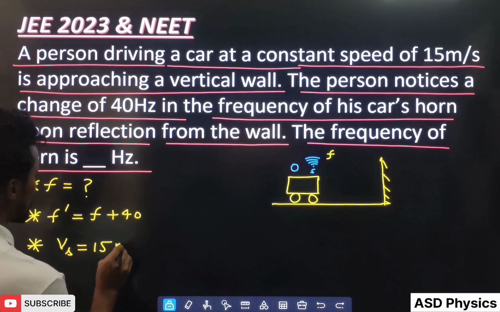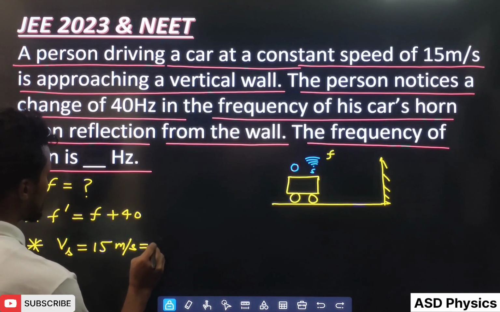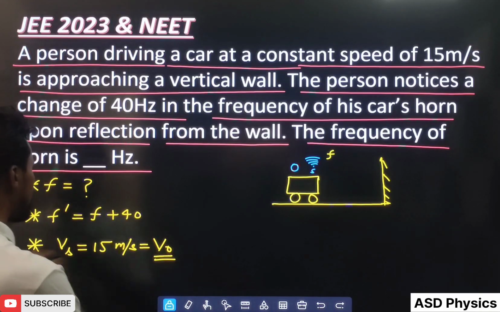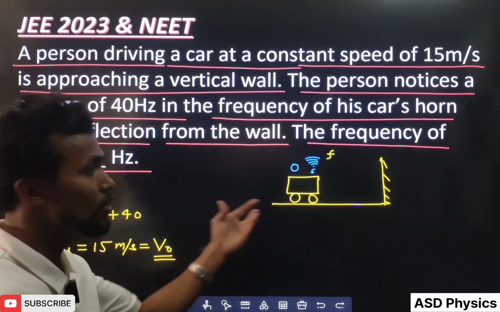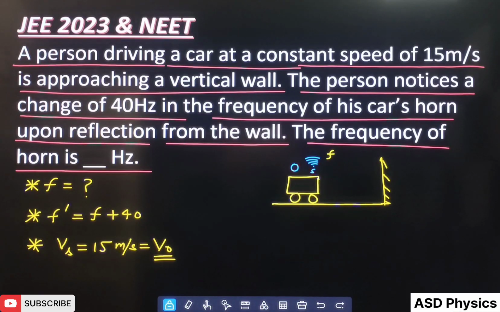Remember that here it is 15 meters per second. And we can tell very well the velocity of the observer is also the same, 15 meters per second, because the horn and driver are all inside. Can you see very well? Okay, and what we have to calculate here? We have to calculate F.